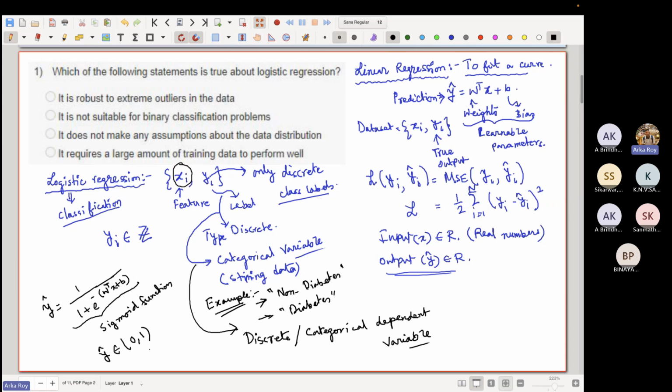Can anyone tell me what is the reason that I have not put this particular sign? I could have written 0, 1 within closed bracket, but I have not written that. Why? Anyone?